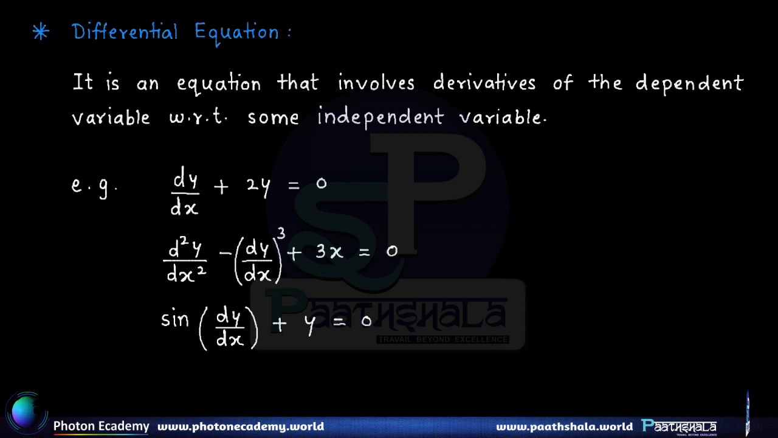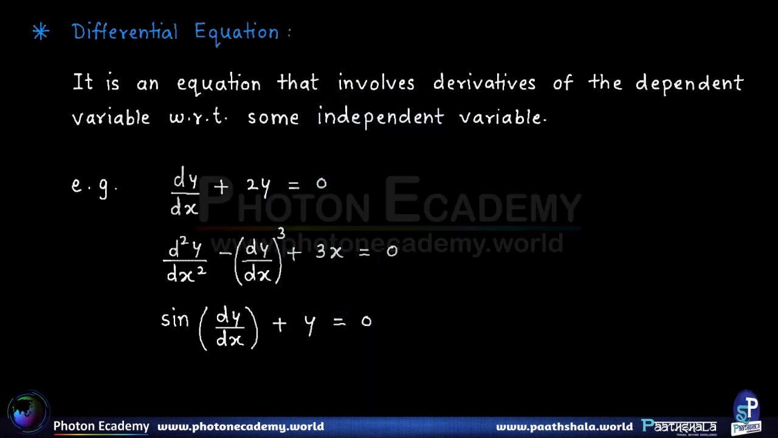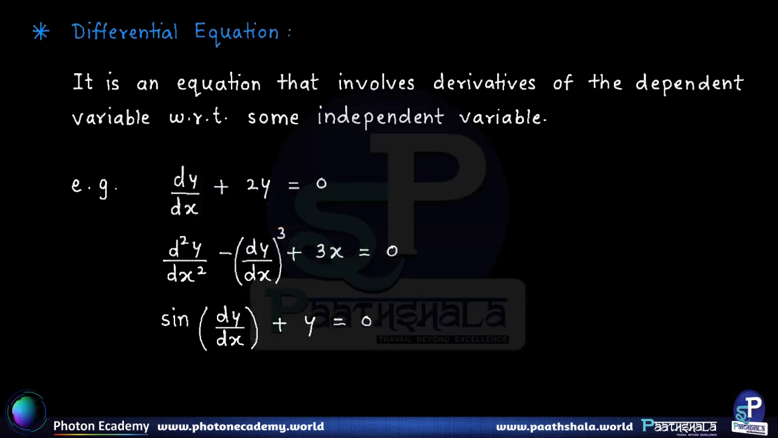We can see that in each equation there is some derivative present. Now we may have derivatives of different orders present in the same equation. As an example, if you look at the second equation, we see that there is one second order derivative present, that is d square y by dx square, as well as a first order derivative, that is dy by dx. In the third example, we can see that the derivative is embedded inside a trigonometric function. So this is also a differential equation.